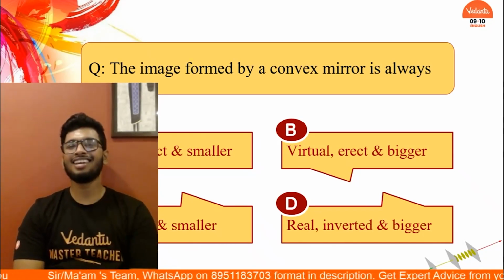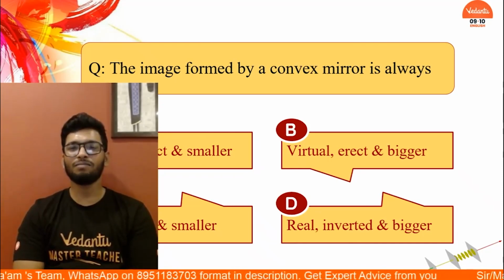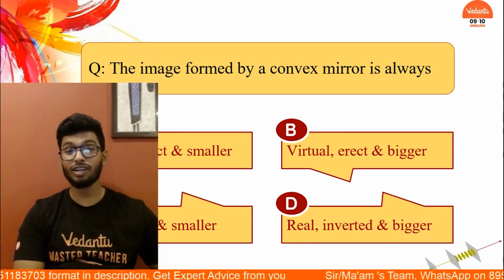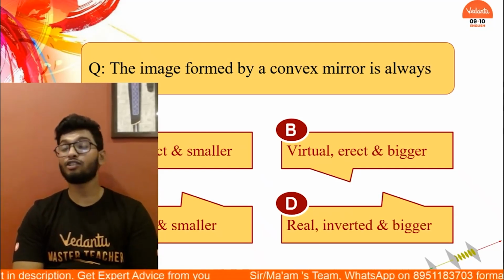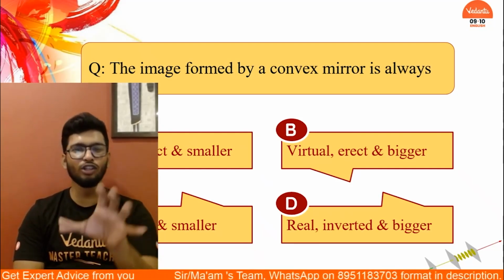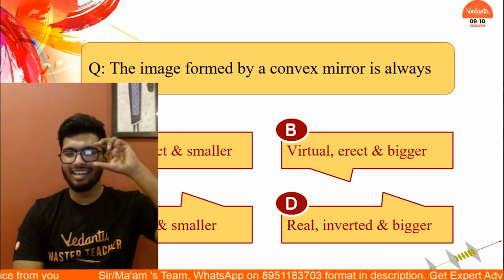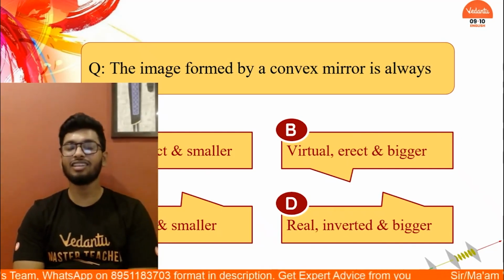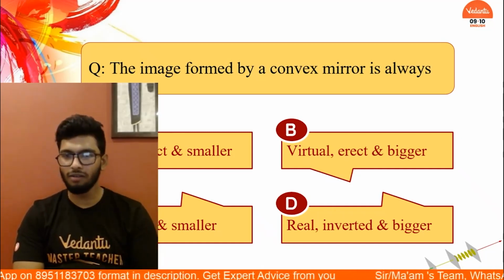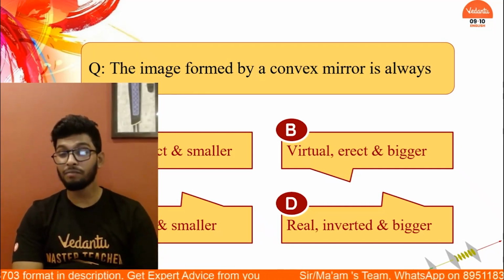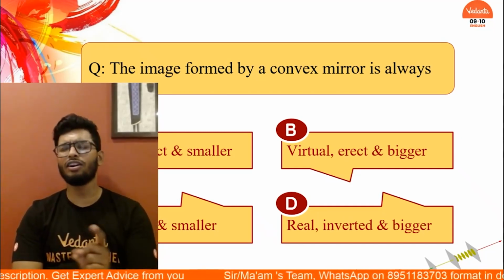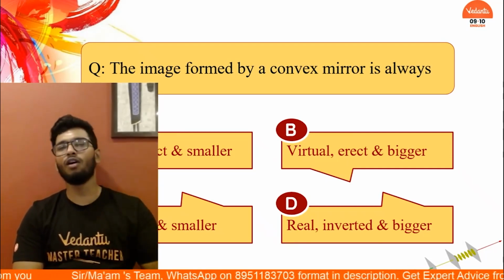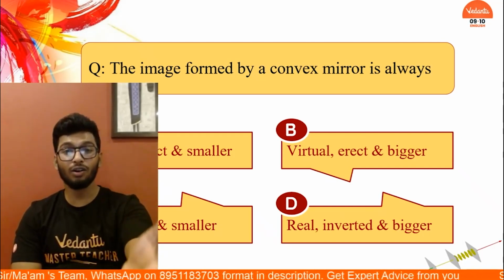because this is the deciding one. No matter how many wrong answers you've given so far, this is the one that is going to make it out, right? It's like the golden goal in football. Here it is. The image formed by a convex mirror is always virtual erect smaller, virtual erect and bigger, real erect and smaller, or real inverted and bigger. Like I told you, the golden question, the golden ball, or super over wala question.